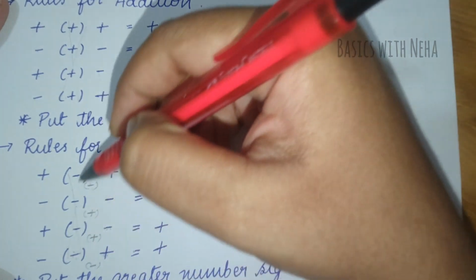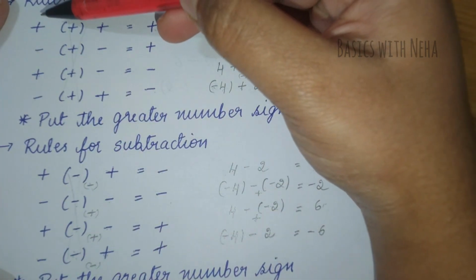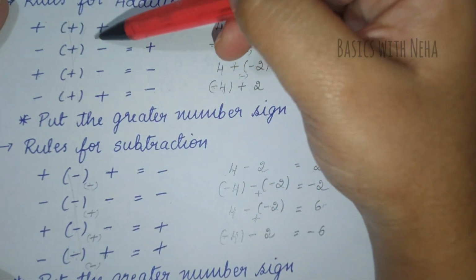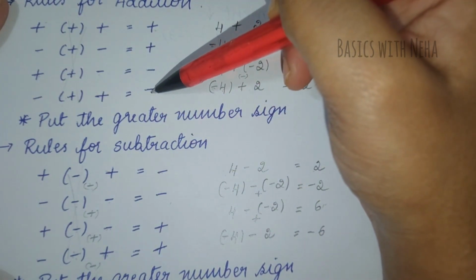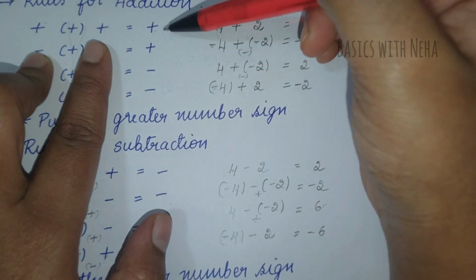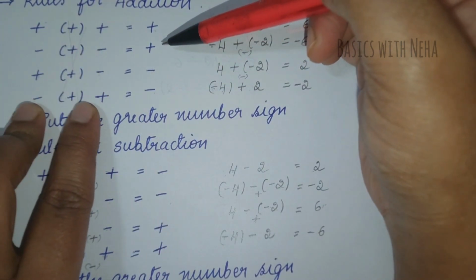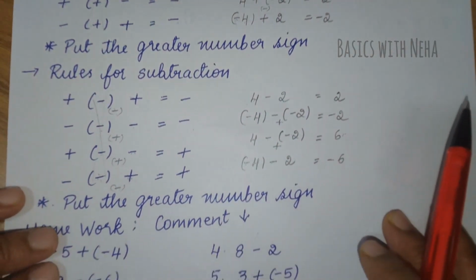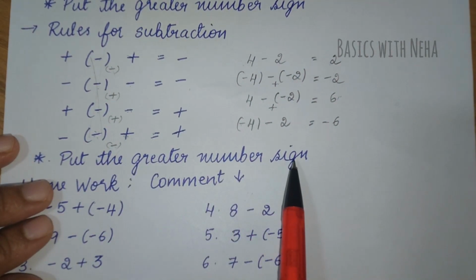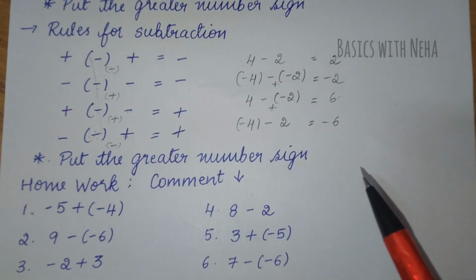In between, don't worry about the sign. Very simple. Plus plus is plus. Minus minus is plus. Plus minus is minus. Minus plus is minus. When two signs are same, you will get plus. When two signs are opposite, you're going to get minus. Very simple. And even the rule says put the greater number sign for both addition and subtraction.